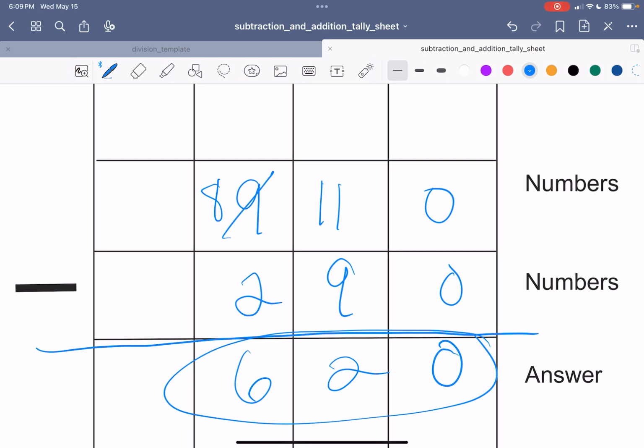So please use this sheet when you're doing subtraction problems. It will help you to solve the problems correctly. That's our lesson for today.